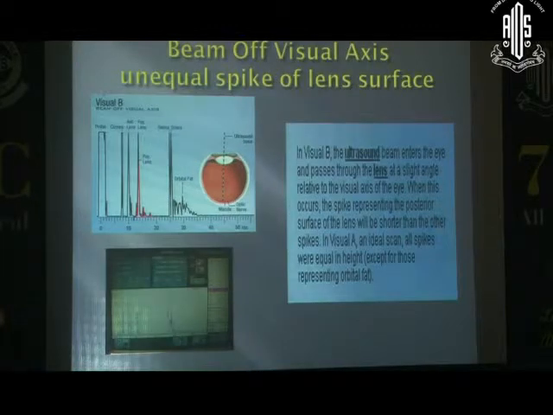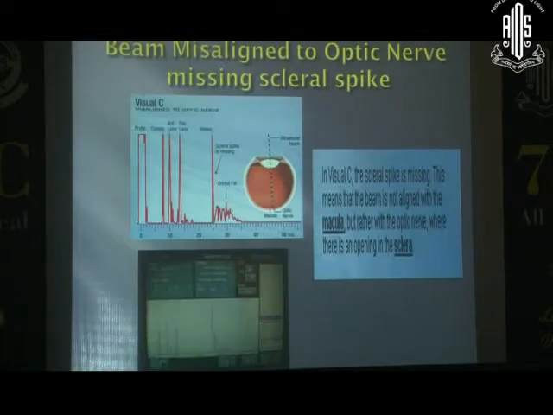When the beam alignment is off the visual axis, you have unequal spikes from the lens. The anterior and posterior lens spikes are not of the same height. So this gives you an idea that there is something wrong with the reading which you have taken.